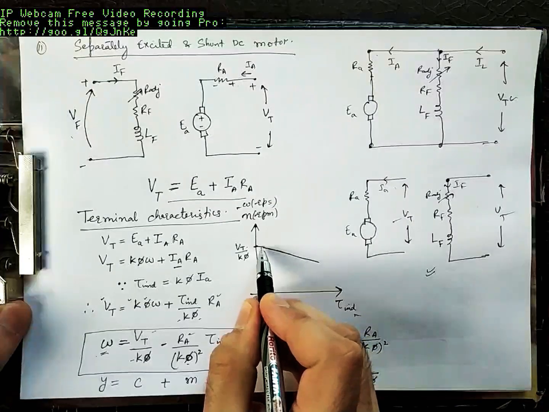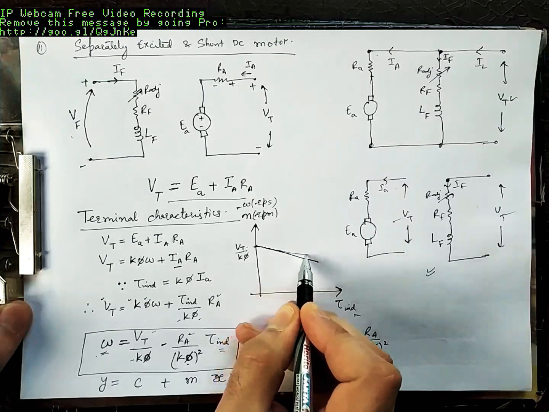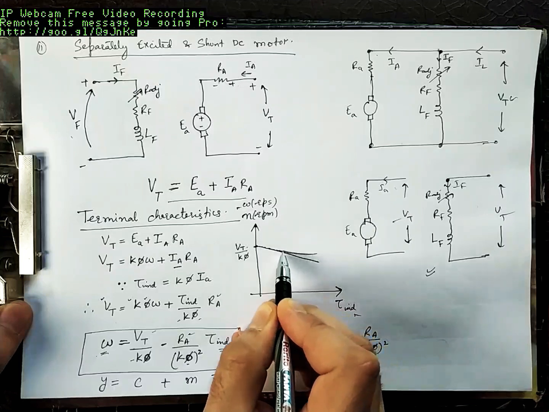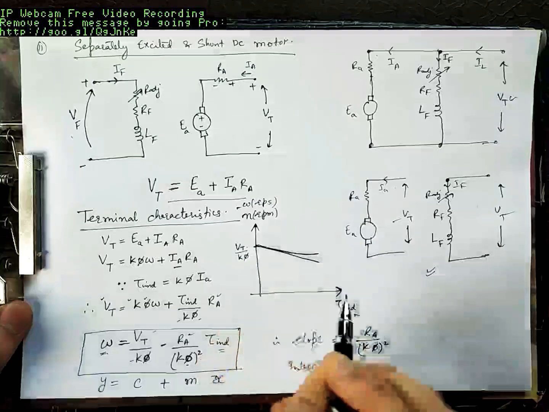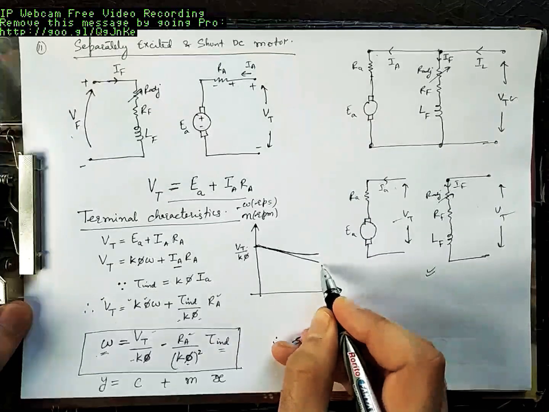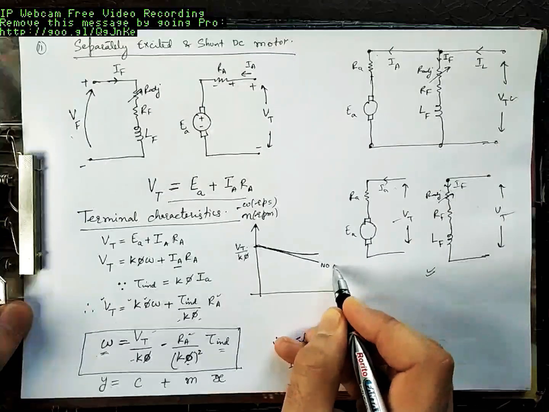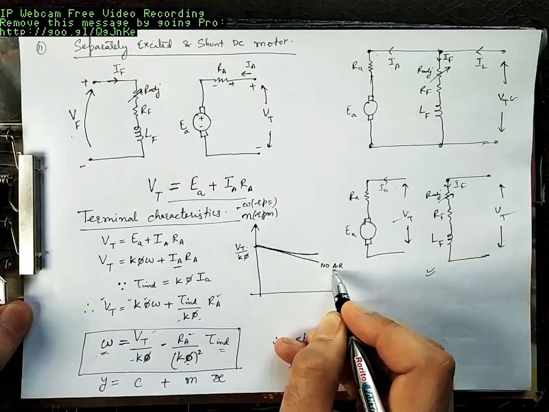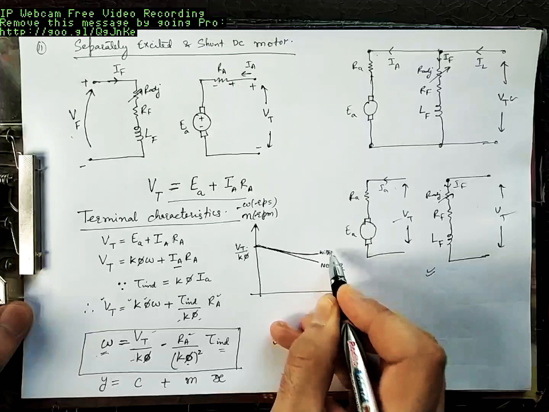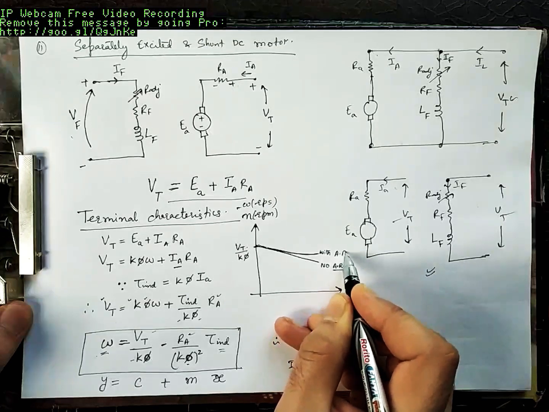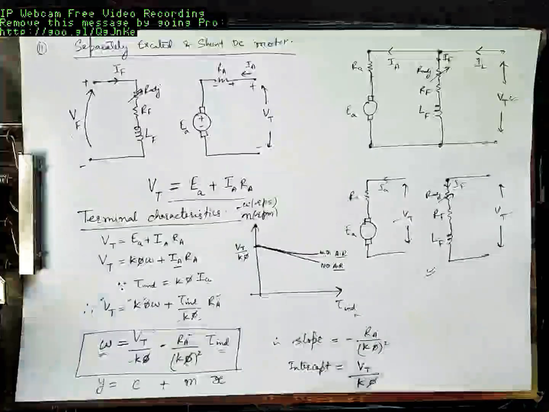but it will be like this. It will be a nonlinear curve. So this one is with no armature reaction. This one is with armature reaction.